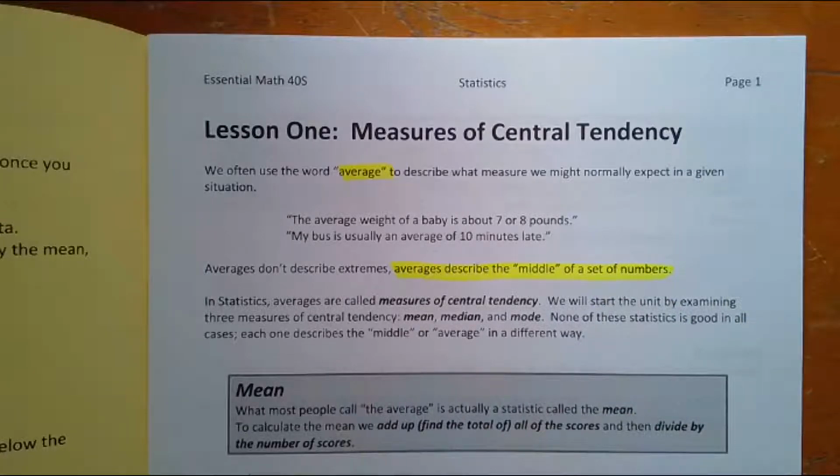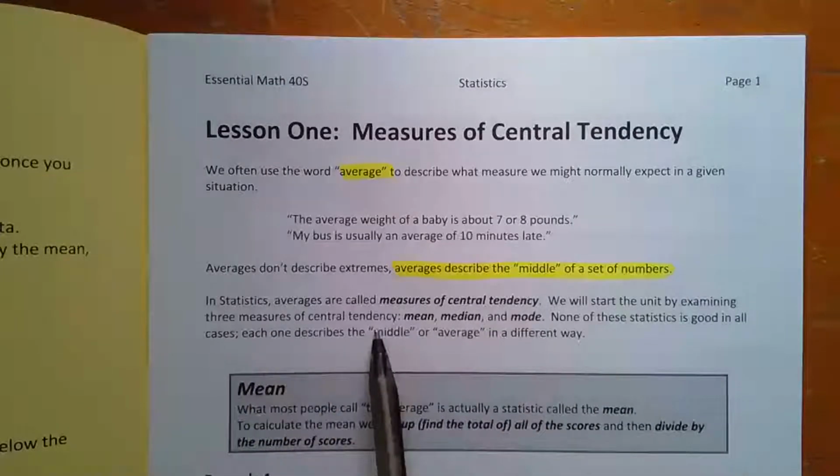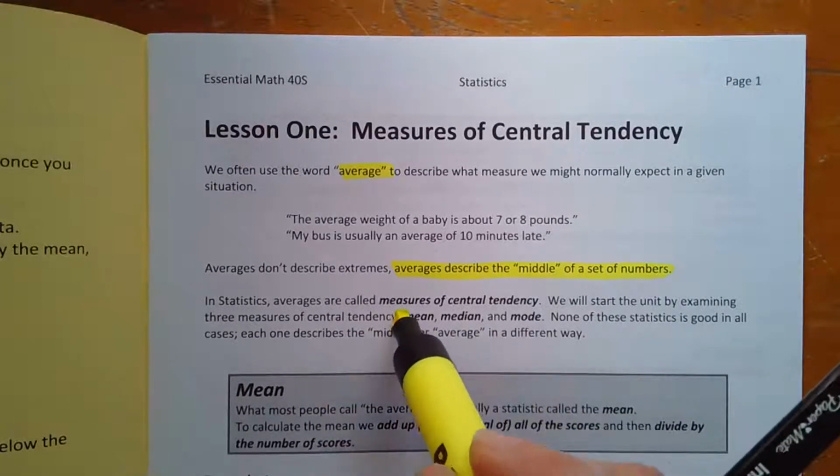So when we have this huge amount of data that we're trying to sift through and make sense of, we try to look for middle values, because that gives us an idea of what the rest of the data looks like. In statistics, the averages are called measures of central tendency. We will start this unit by examining 3 measures of central tendency: the mean, the median, the mode. Now, you might have heard of these words before.